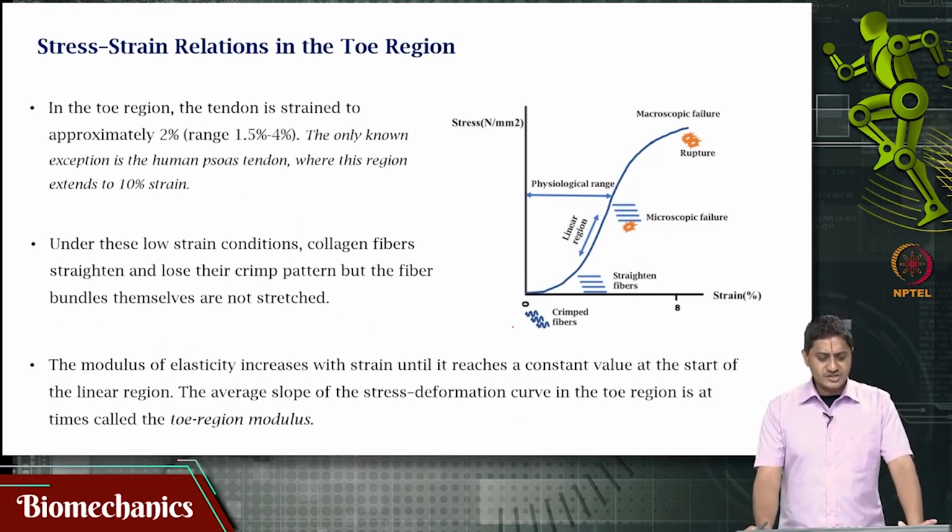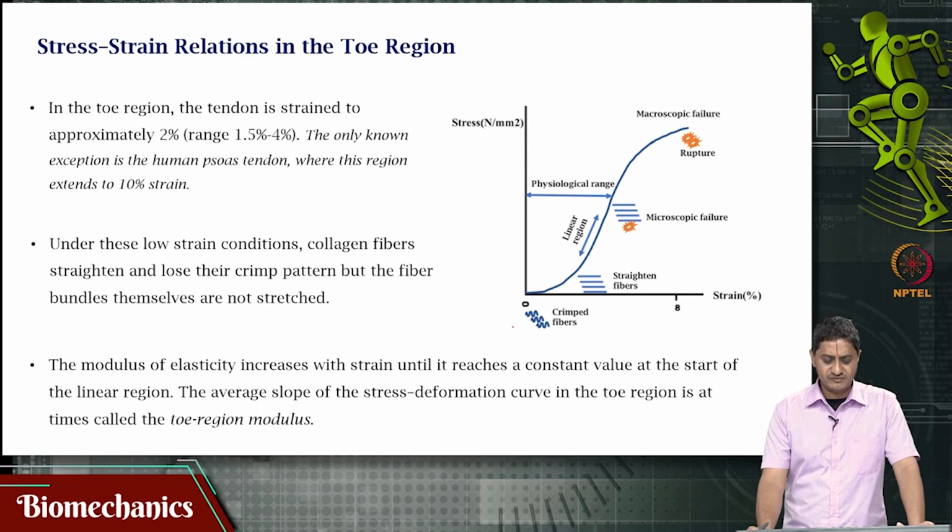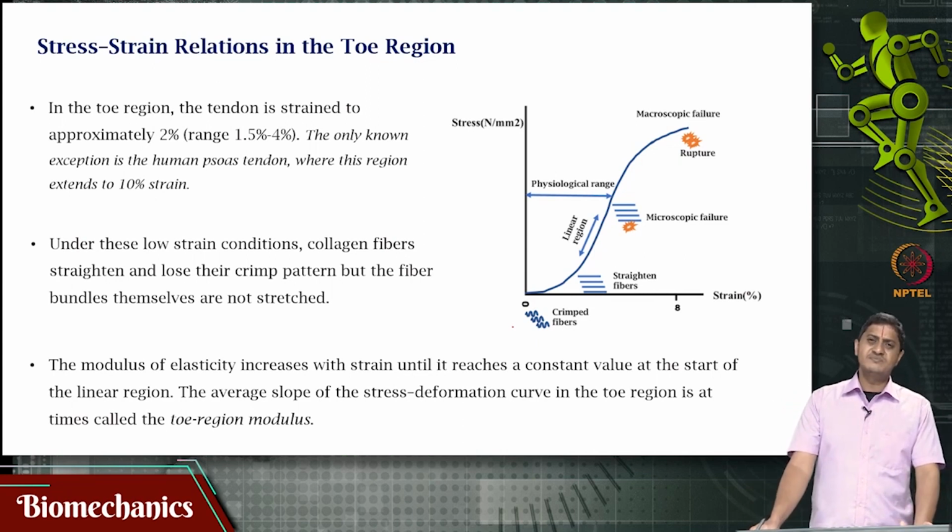So, in the toe region, we have strain up to 2%. Approximately, on average, the median is about 2%. The range is between 1.5 and 4%. Of course, there is an exception. Remember, in biology, exception is the rule.